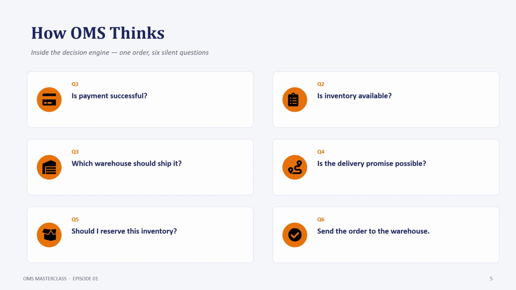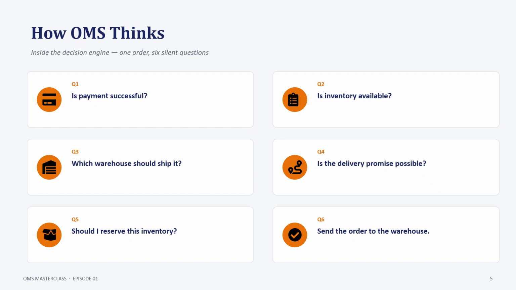The first question is, is the payment successful? If the payment hasn't been completed successfully, the order cannot move forward. The next question is, is the requested inventory available? The OMS checks whether the product is actually in stock before confirming the order. The third question is, which warehouse should ship the order? If the retailer has multiple warehouses, the OMS selects the most suitable one based on inventory, customer location, and business rules.